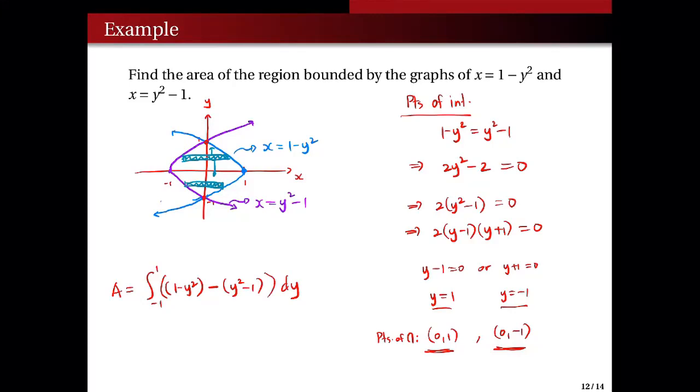And then from here, I'll now ask you to do this. So continue. All you need to do is to integrate this, and therefore you will get the area. Questions?